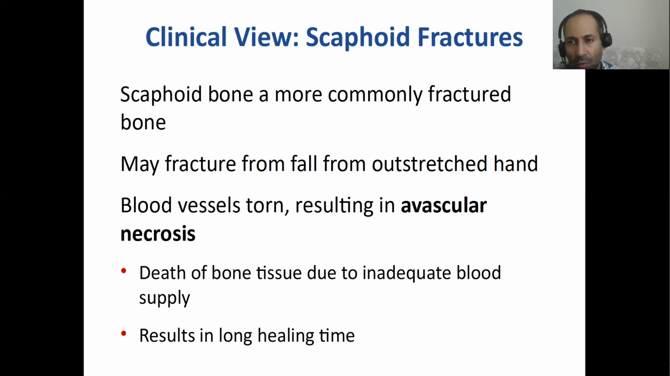And so the healing time is quite long here. So you might have someone with a fractured scaphoid bone and they are having to wear splints and things like that for long periods of time.